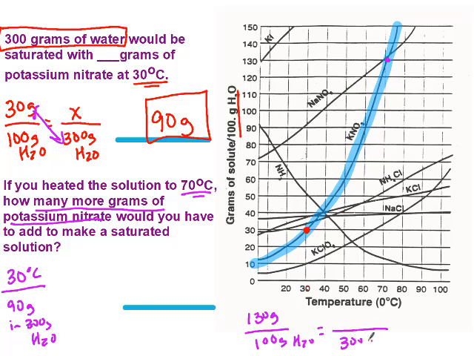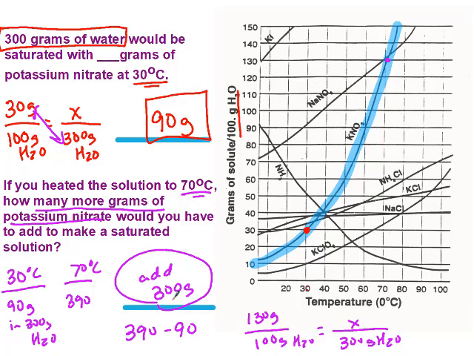But again, we have 300 grams of water. So we have 390 at 70 degrees Celsius. So 390 minus the 90 we already had, we would need to add 300 grams to make it saturated. So I just found the difference between what I already had in the solution and what would make it saturated at 70 degrees.